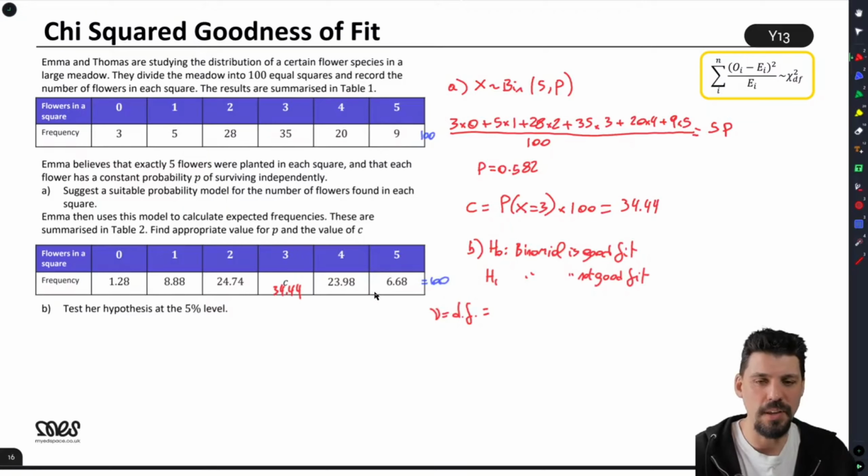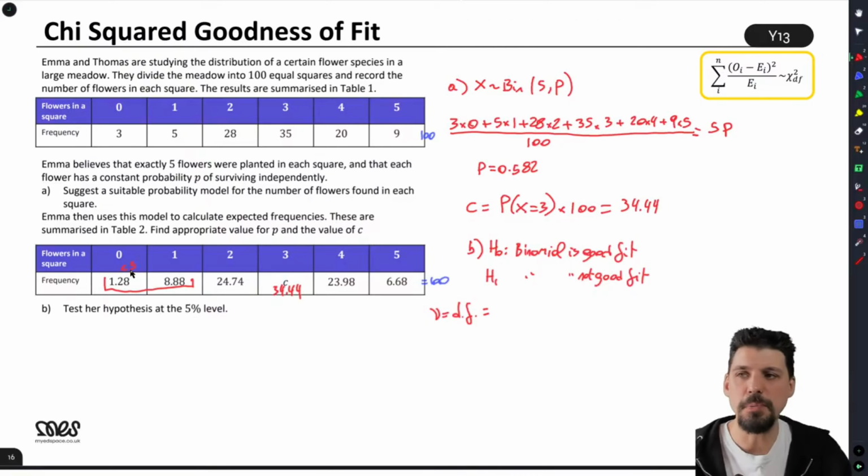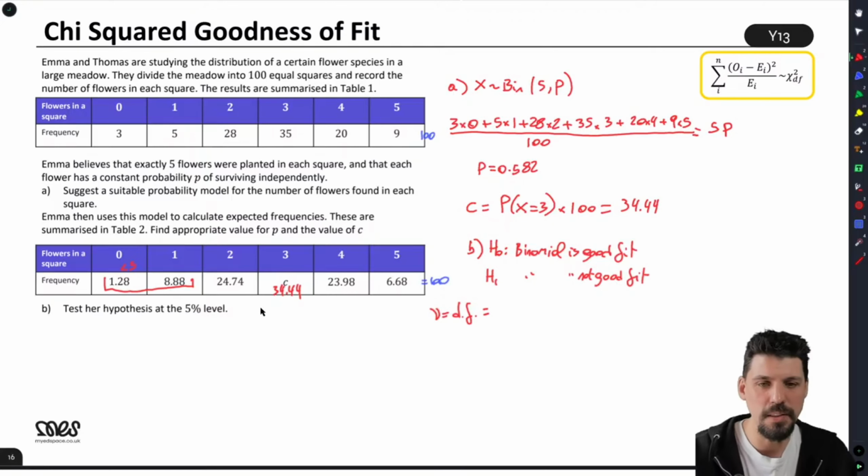So, a few things to look at. Number 1, we're going to combine these 2 squares. Why? Because that frequency is less than 5. As part of this approximation that we're going to use, we need all our frequencies to be at least 5. So we're going to combine these 2 to give us 9, 10.16, and we'll combine these to give us 8.